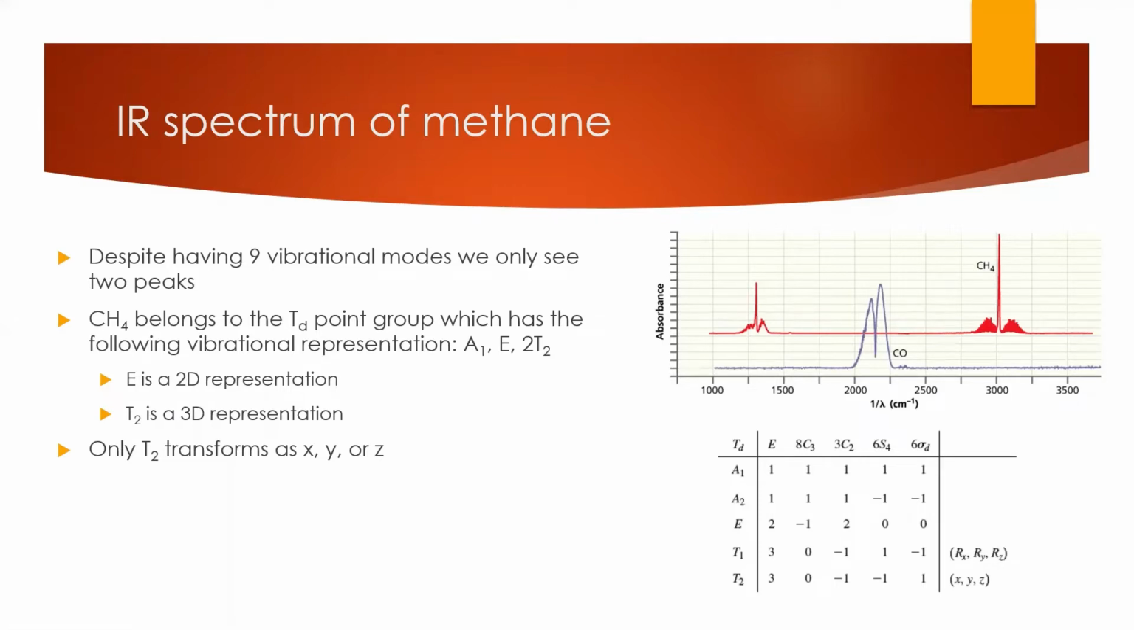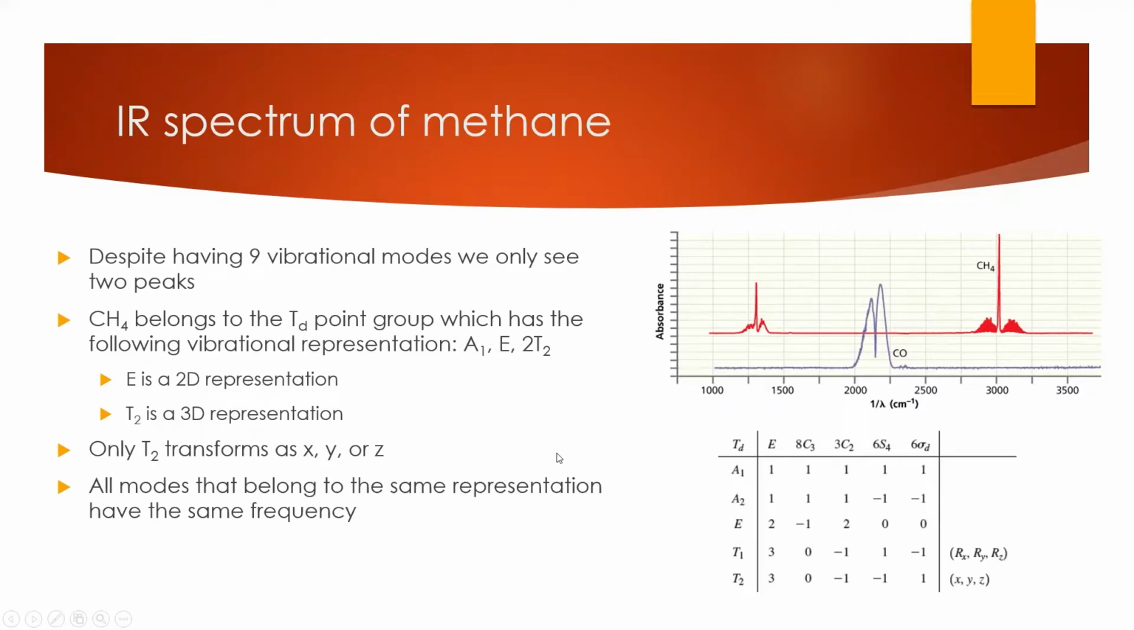Now, why do we only see 2 peaks? Well, because we have these 2 T2 representations, and these representations are 3-fold degenerate. So what that means is that we do have 6 modes that are IR active, but they're triply degenerate. So we have 2 different modes, each of which is 3-fold degenerate. We can't resolve the differences there, so we only see 2 peaks for the spectrum of methane. And with this, we can see how group theory is useful. It helps us explain things like what the normal modes are and which of those would be IR or Raman active.